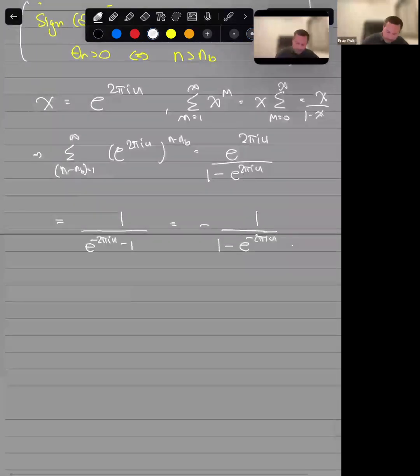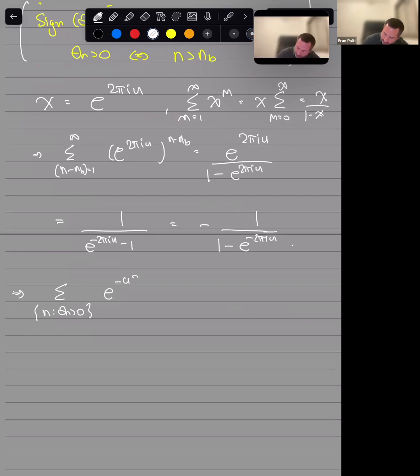Okay. So the final result of doing the sum over just the top line, so the sum over n such that theta n bigger than 0 of e to the minus u zn, is just minus... We have to remember this factor we factored out before.